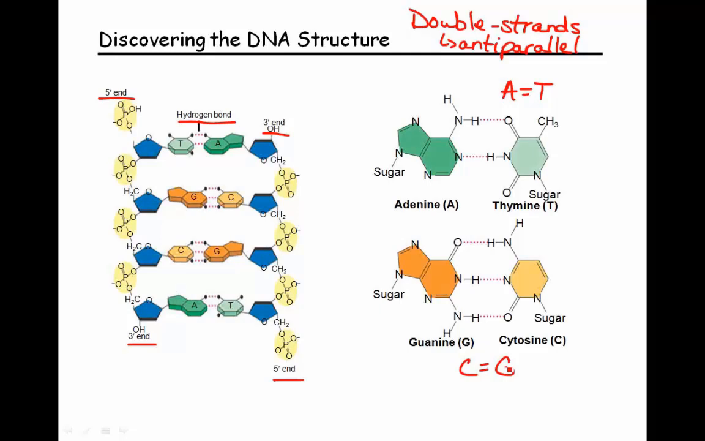Another thing to keep in mind here is that it is always a purine on this side across from a pyrimidine over here. What this does is make sure that we always have a consistent width down the DNA molecule. As you can imagine, if we happened to have 2 purines across from each other, that would be an enlarged region in the DNA molecule. If we happened to have 2 pyrimidines across from each other, that would be a shrunken-in area. So by keeping one purine always across from a pyrimidine, we have a nice consistent width.